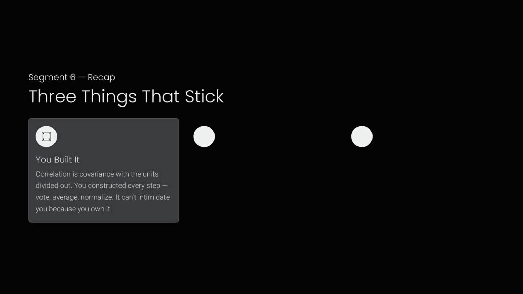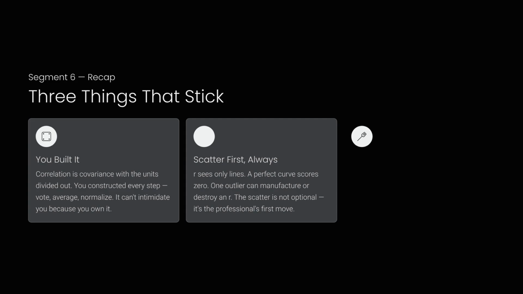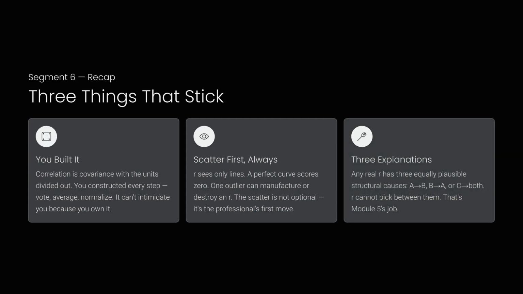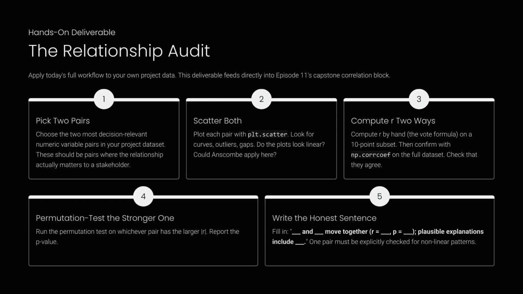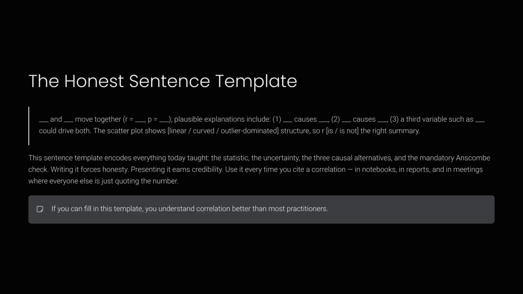To recap, you now know how to build correlation from scratch, why you must always scatterplot first, and how to identify the 3 primary causal explanations for any given correlation. Your deliverable for this module is the relationship audit. Pick two important numeric pairs, visualize them, compute R, run a permutation test, and draft an honest summary statement. Use this sentence template to report your findings. It includes the statistic, the uncertainty, the possible causes, and the structural check. It is the gold standard for honest reporting.